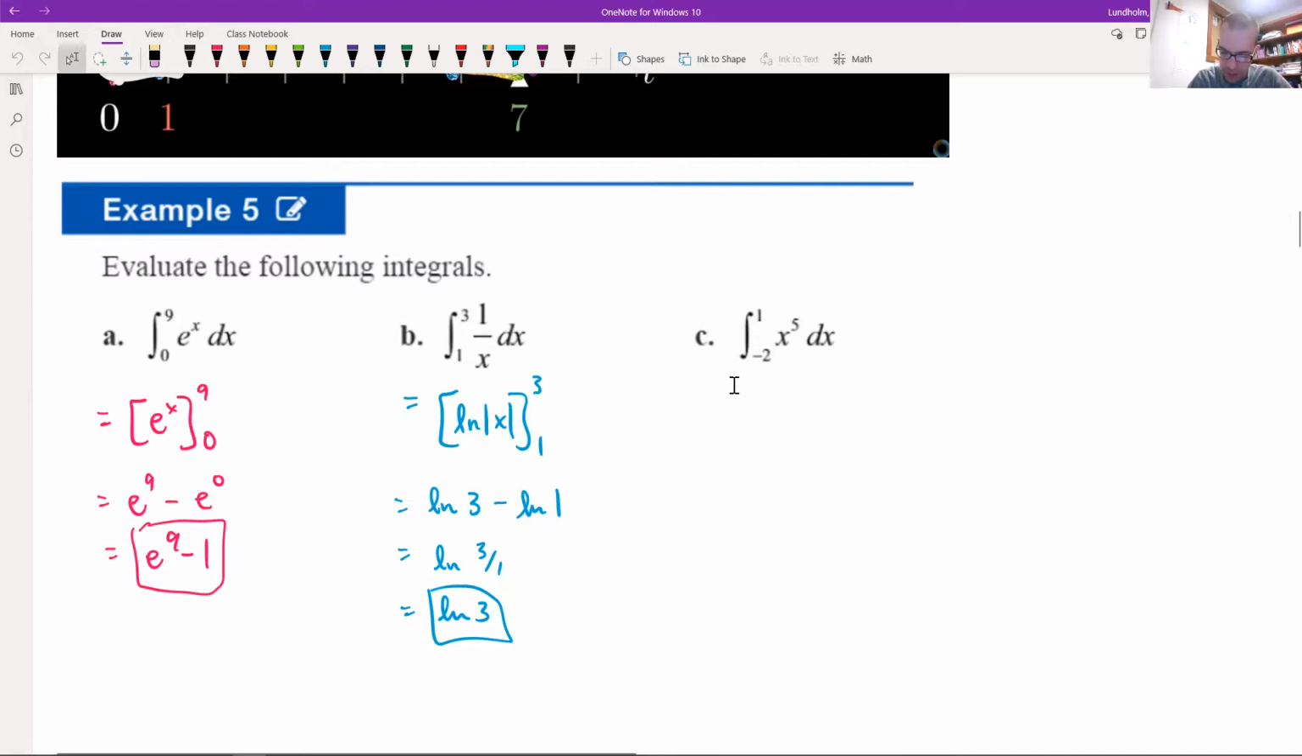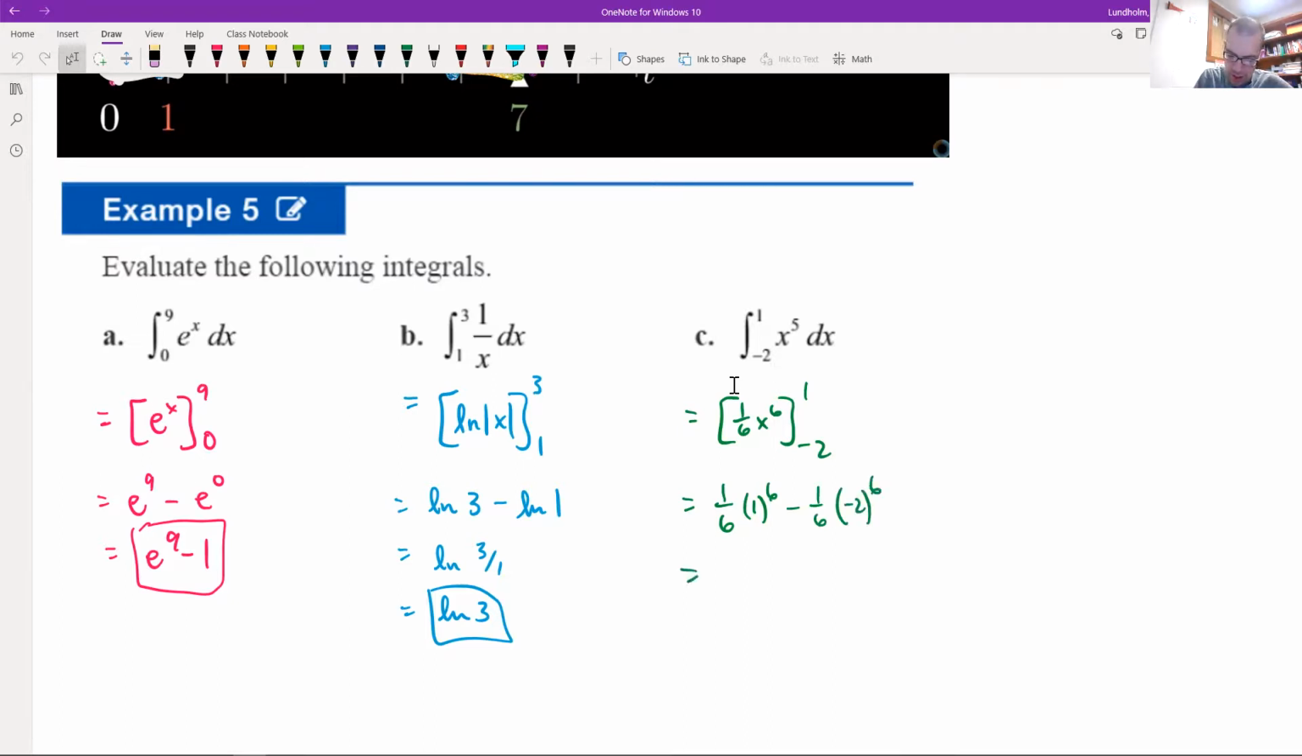Here we've got x to the 5th. So let's use green. So the antiderivative of x to the 5th, we would add 1 to the exponent, and then divide by that exponent. So it's 1/6 x to the 6th power, evaluated at 1 and -2. So 1/6, 1 to the 6th minus 1/6, -2 to the 6th. Gross.